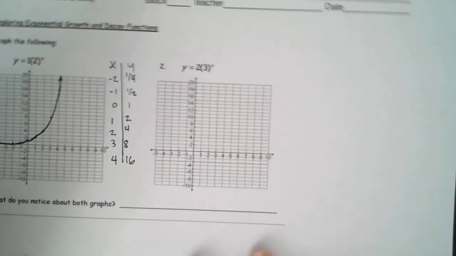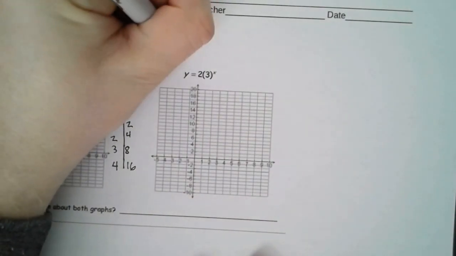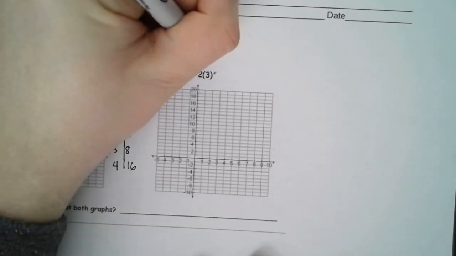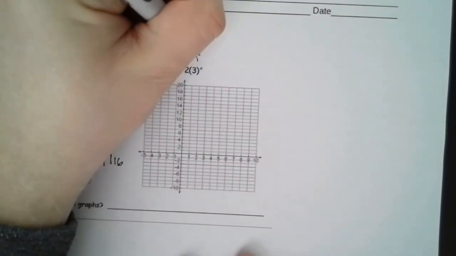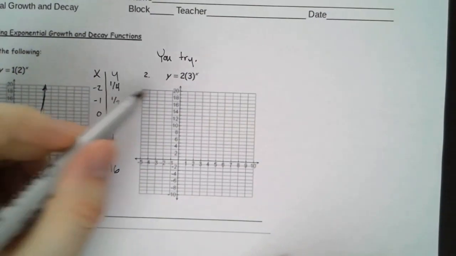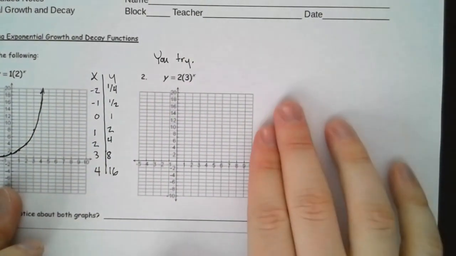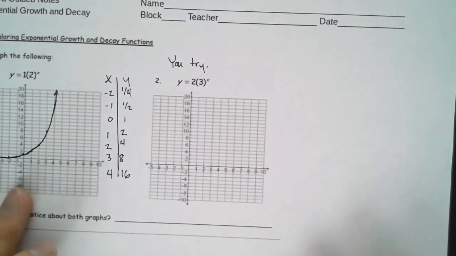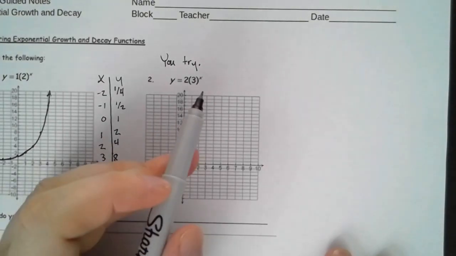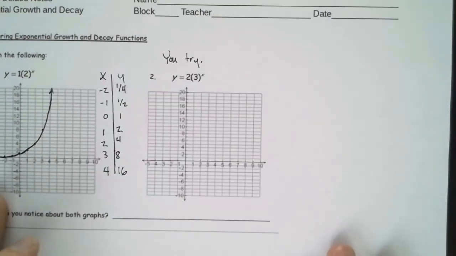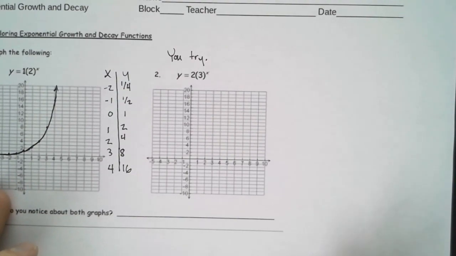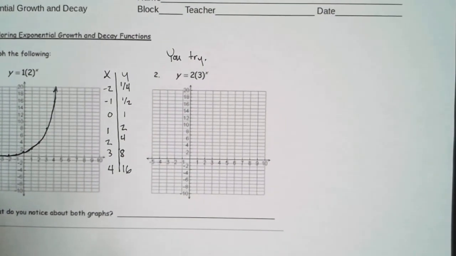Now, number 2, I'm going to make this one a you try. So go ahead and try to do the same thing on your own for this one before I give you the table and what the points should look like. Here we have a larger b value. So what we know so far, we should expect this to grow faster. Go ahead and try this one on your own. I'm going to pause the video. Go ahead and try this one now.